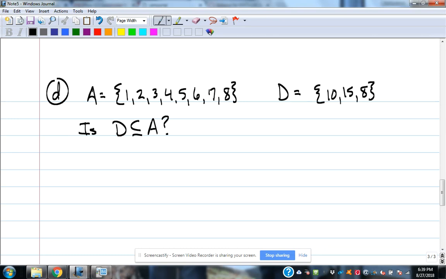No. D is not a subset of A. So anytime you want to write that with notation, to make something not, you just put a slash through it. Really easy, simple thing for mathematicians to do.